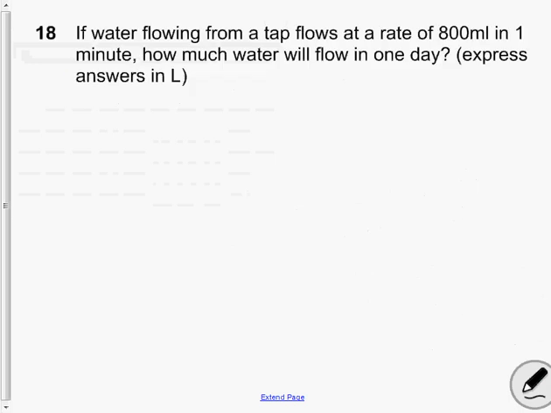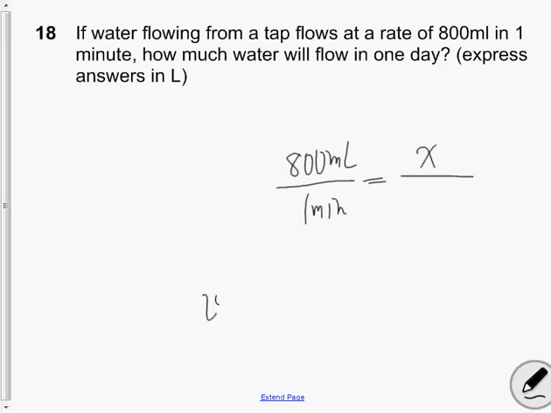Is that the last question? No, one more. And the last question, if water flowing from a tap flows at a rate of 800 milliliters in 1 minute, how much in 1 day? How many milliliters in 1 day? Well, how many minutes are there in a day? There are 24 hours, and each hour has 60 minutes. So if I multiply that out, I get 1,440 minutes in a day.